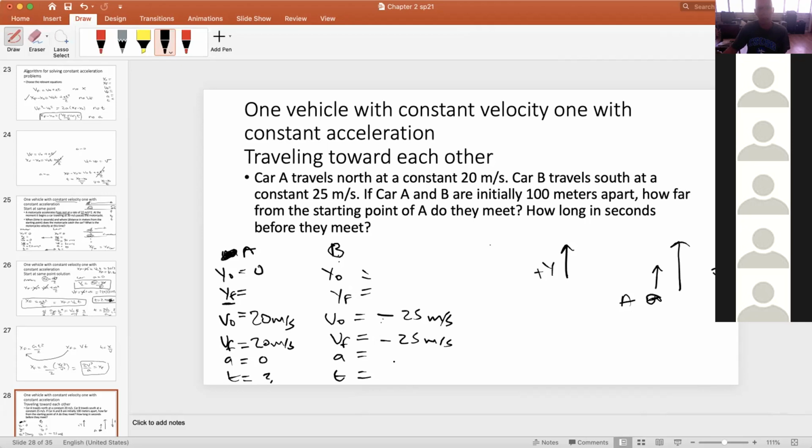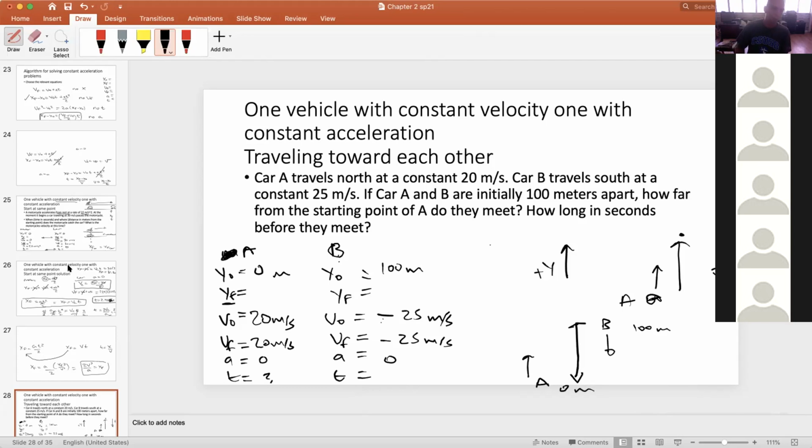Again, I know it seems redundant, but if you do this, you'll always be okay. And we're starting with B at 100 meters. It's not at 0. A is initially at 0. So they're 100 meters apart. A is traveling north, B is traveling south. B is initially at 100 meters, A initially is at 0 meters.